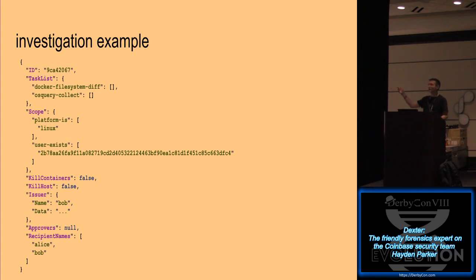Now these all have arguments as well, which in this case is blank. The scope contains our facts. So the platform is a fact. The argument is Linux, and the hosts are going to check, is my platform Linux? For the user exists one, that's a private one, so we have the hash, like I was just talking about. Cool. Dexter also has the ability to kill any Docker containers that aren't Dexter and shut down the host after it's done. So we have two Boolean values in there for that. The issuer is the investigator, of course, who did the issuing. It comes with a signature. I took out the enormous base64 data because you don't need to see that. Approvers then will be more sets of these keys and signatures, right, for the other investigators, currently known as approvedness.